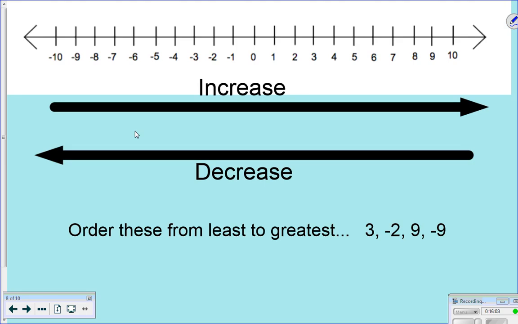All right. Ordering from least. There's a lot today. I don't know why. There's just a lot. But are we doing good so far? Okay.